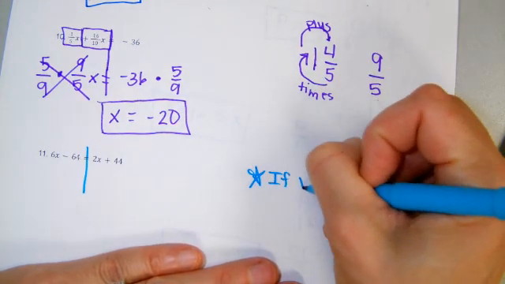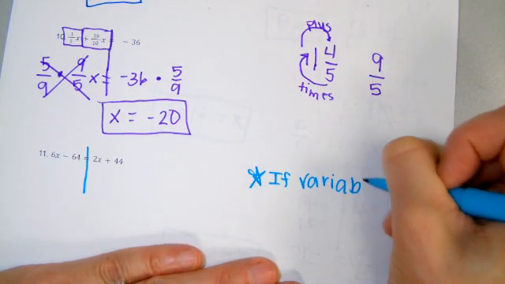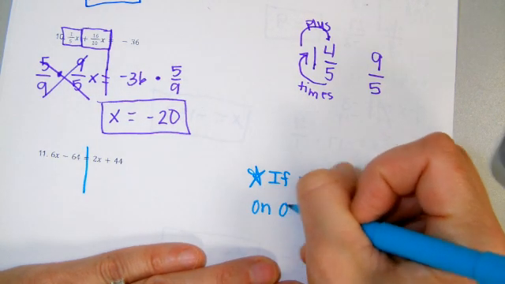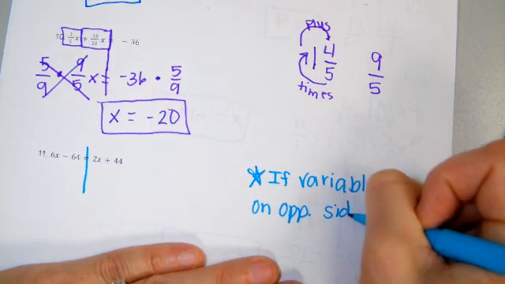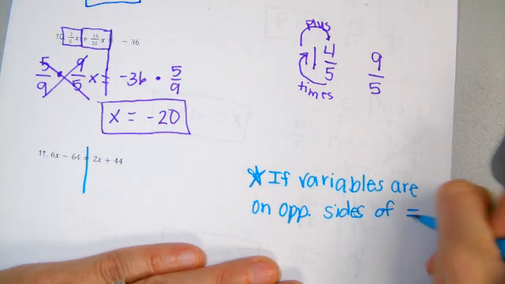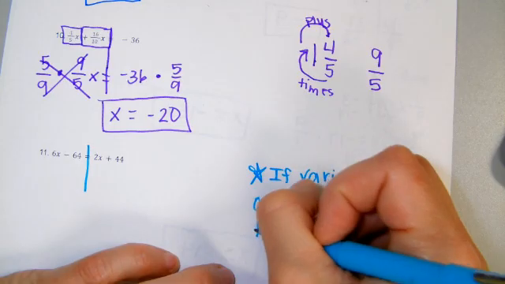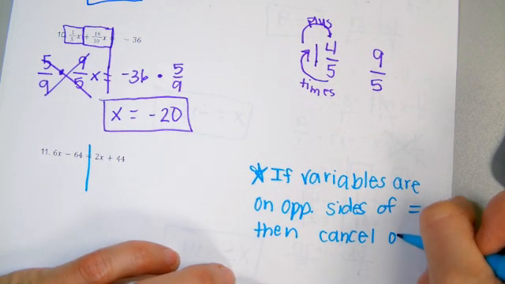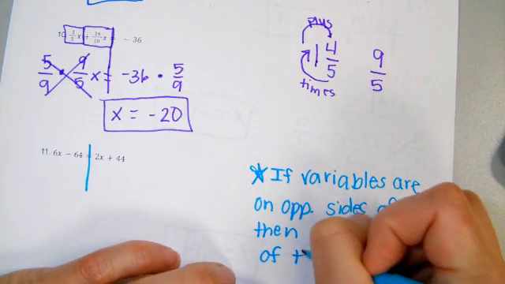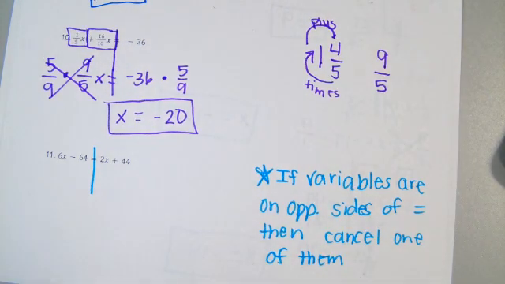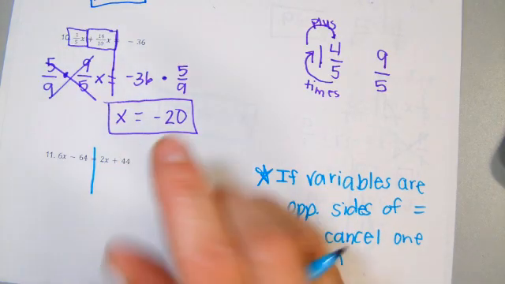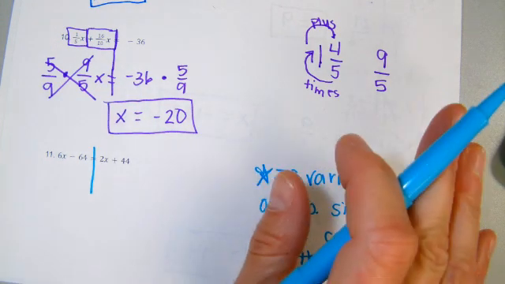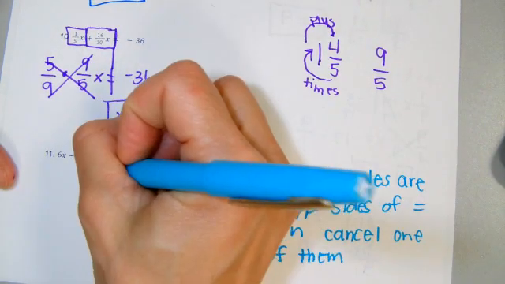If variables are on opposite sides of the equal sign, then you need to cancel one of them. Okay, so it doesn't really matter which one you cancel. I usually cancel the one on the right so that the equation is what I'm used to working with. So I'm going to cancel the one on the right.